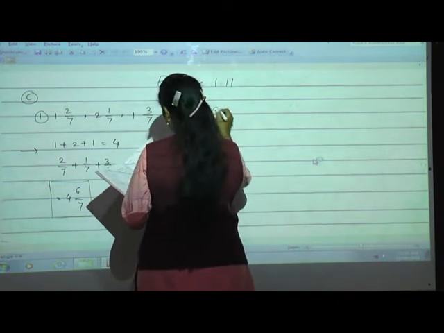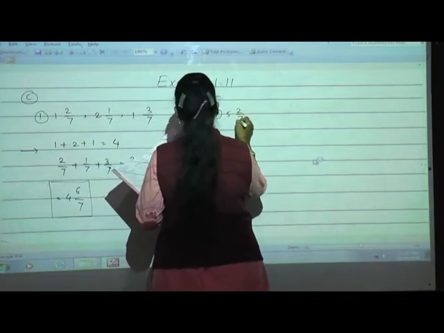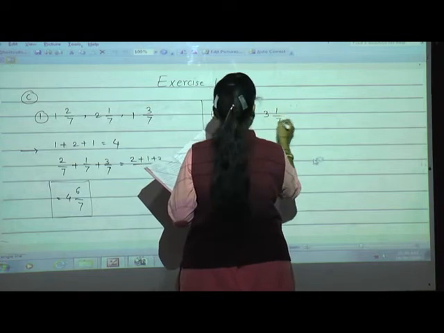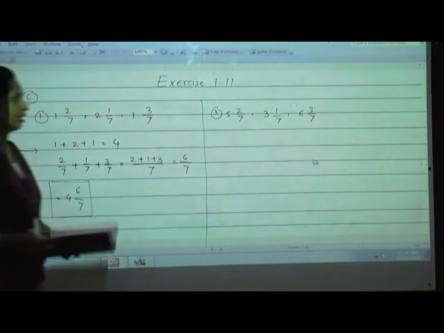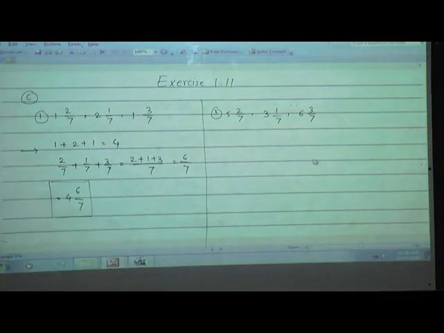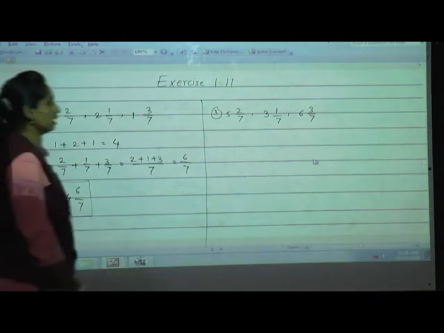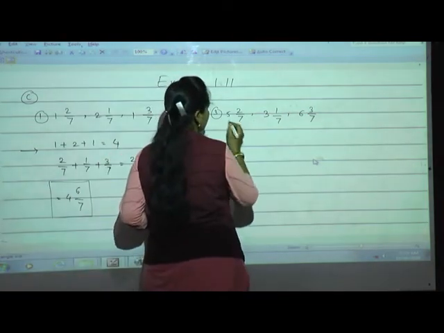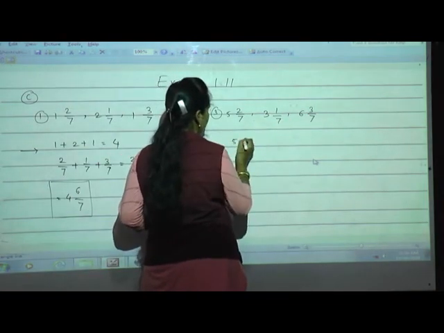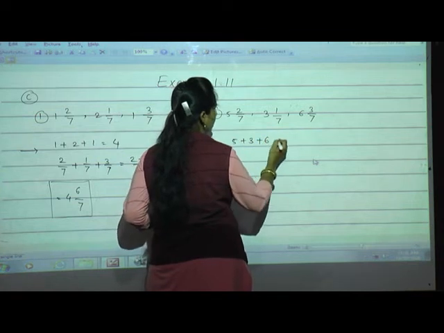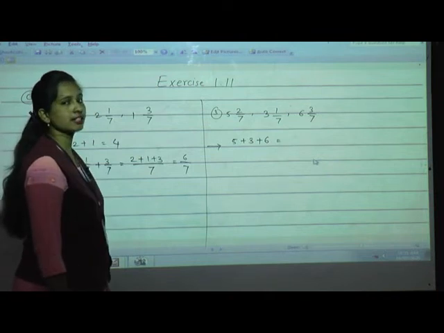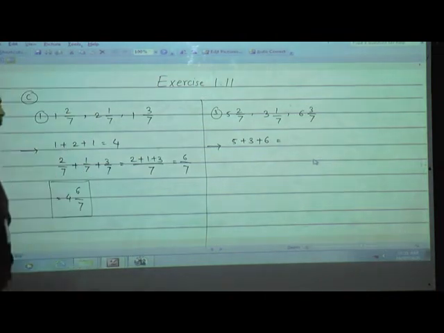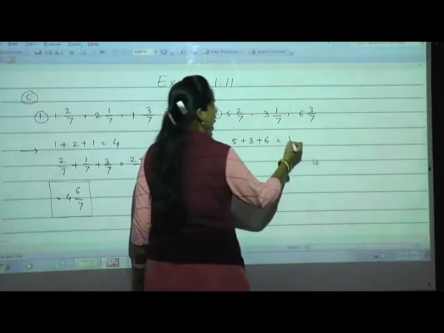You see the third one? 5 2/7, 3 1/7, 6 3/7. Now see, again the denominators are same, students, so we can solve easily. Take all natural numbers together to add: 5 plus 3 plus 6. Tell me, 5 plus 3 is 8, 8 plus 6 is 14, isn't it? So write here 14.